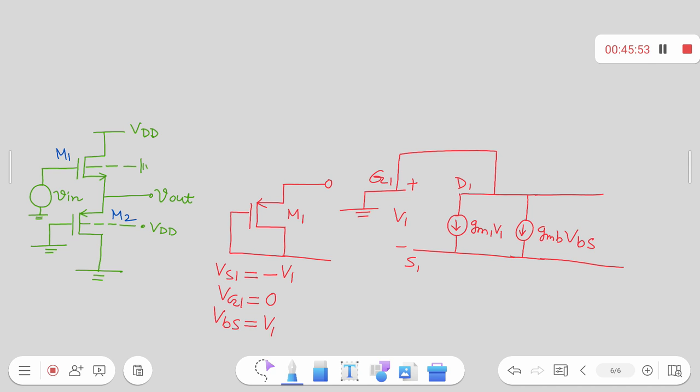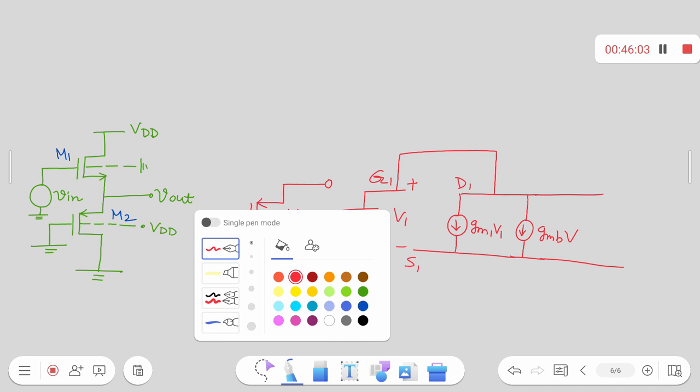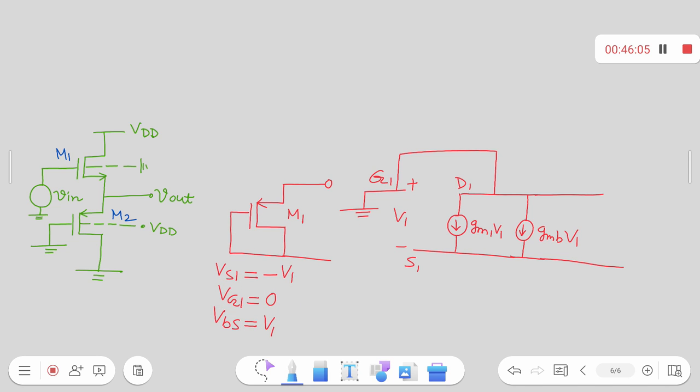So you have GM1 times V1 and GMB times, instead of writing GMB VBS, what can I write? Basically it's GMB times V1. And between drain to source, you have RO1 or RO. Right? That is the equivalent model.